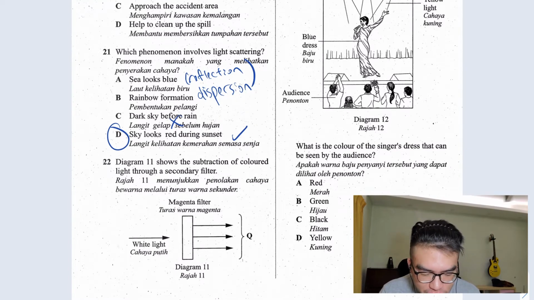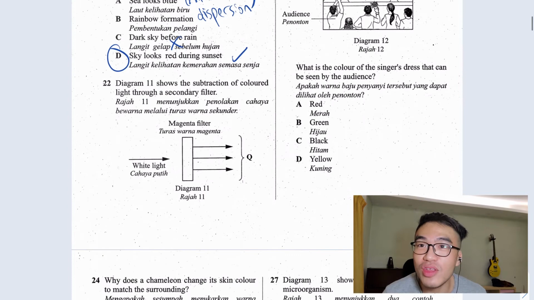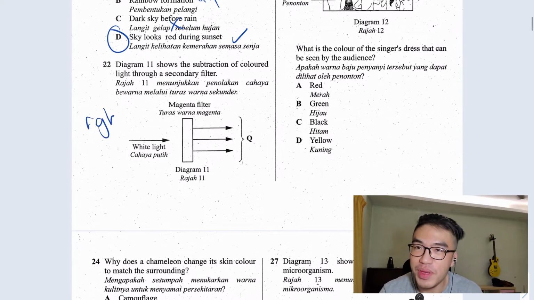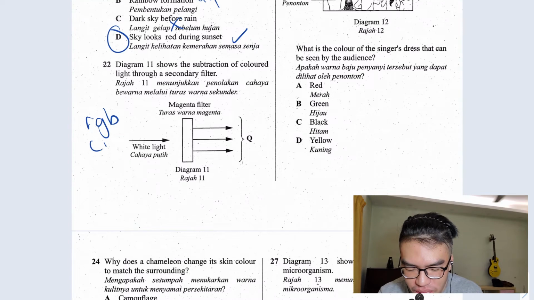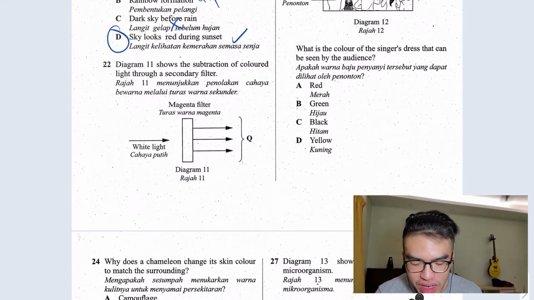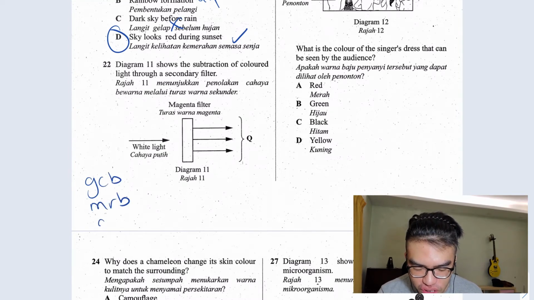Question 22. Subtraction of color. This is the one that you are scared the most. Quick way to help you all memorize. You have 3 basic colors, which are R, G, B, and you have 3 secondary colors. That would be our cyan, magenta, yellow. This is my way of memorizing, would be GCB, Mary Brown, GYR.